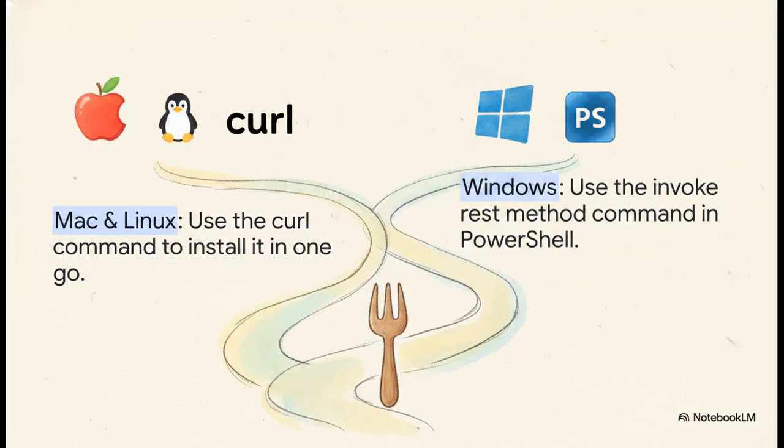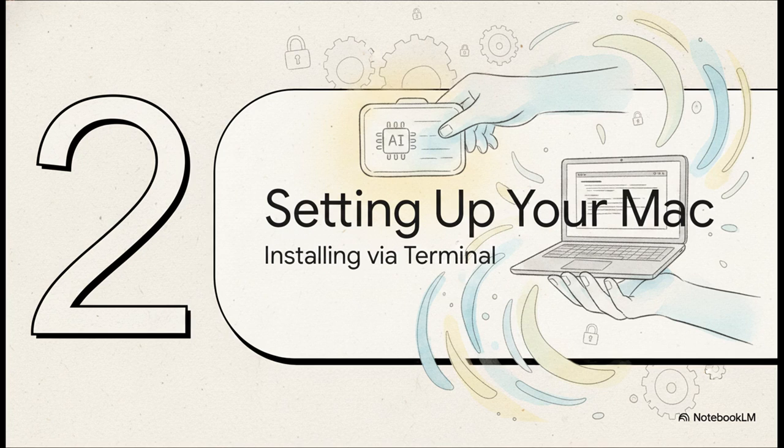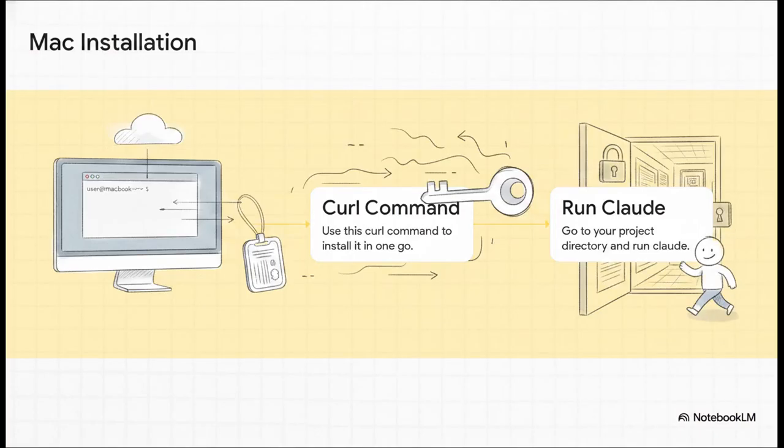Now, our installation process actually branches out here, depending on the operating system sitting on your desk. We've got one path for Mac, Linux, and Windows Subsystem for Linux, and then a completely separate path for standard Windows PCs. So pay close attention to the path that matches your current hardware setup. All right, moving right along to Section 2, setting up your Mac, or as I like to call it, handing over the security badge. Okay, so if you're on macOS, Linux, or WSL, you are basically on the fast track.